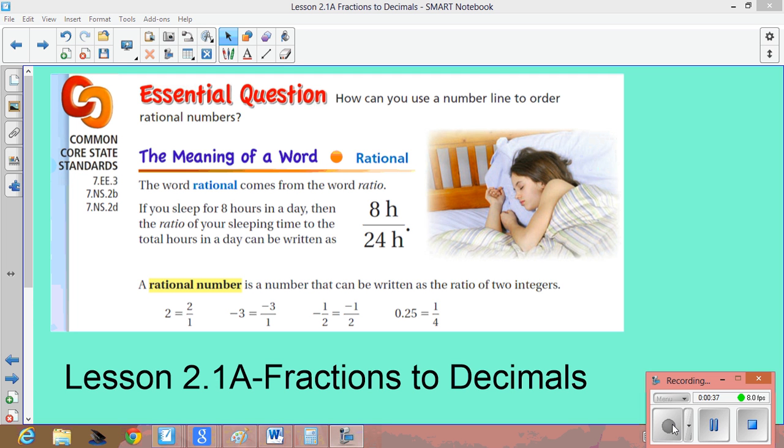So our goal for today is to learn how to convert fractions to decimals. And we will eventually be able to answer our essential question, how can you use a number line to order rational numbers?